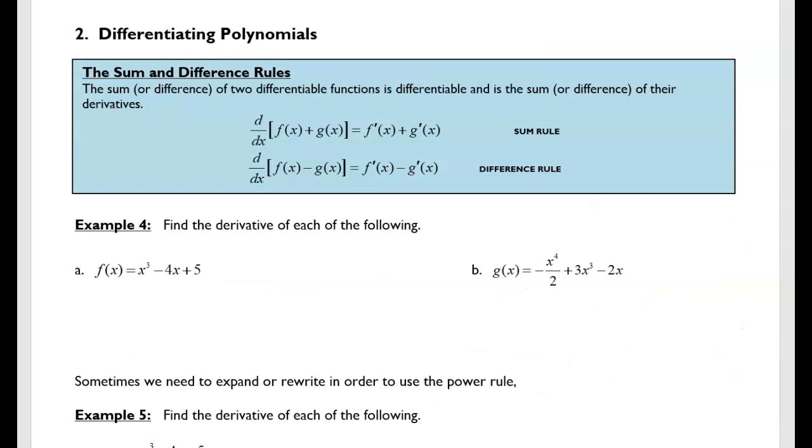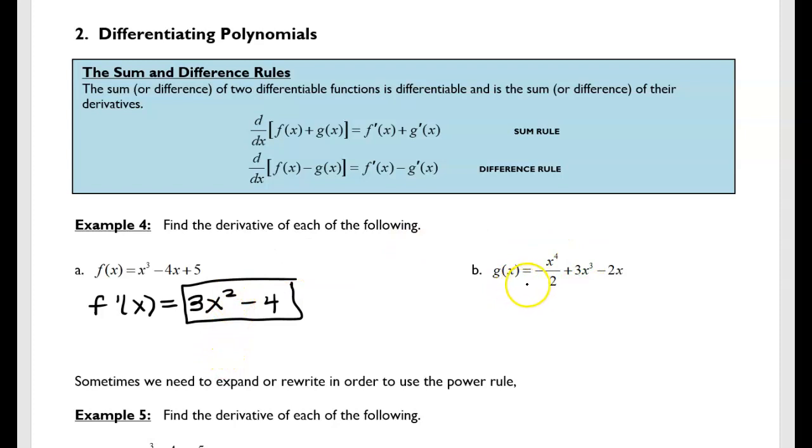So just like we did with limits, we have sum and difference rules for derivatives. And so if I am adding or subtracting two functions, I can actually just take their derivatives separately and add or subtract them. So in part A, I have x cubed minus 4x plus 5. So when I do that derivative, I just take the derivative piece by piece. The derivative of x cubed is 3x squared. The derivative of minus 4x is just minus 4. So whenever you see a constant times x, the derivative is just that constant coefficient, because it's that linear piece. And then the derivative of 5 is just 0, since it's a constant. So our answer is just 3x squared minus 4.